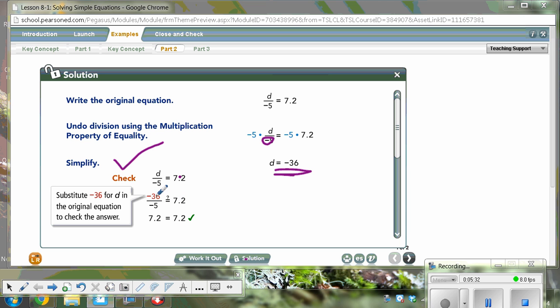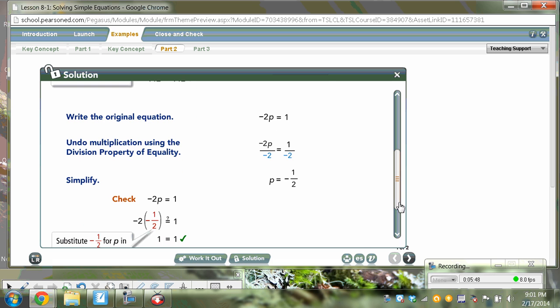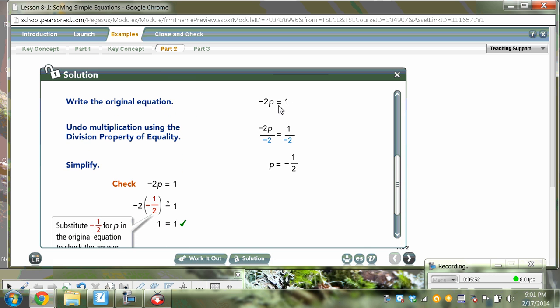So that checked. And then an approximate value of 36 divided by 5 is 7. This is a little bit more, so my answer should be a little bit more. Remember, I'm always worried that we're making sure our answers seem reasonable. So always checking mentally as well as physically is going to be a great habit to get into. Okay, so the second one, negative 2 times p equals 1.